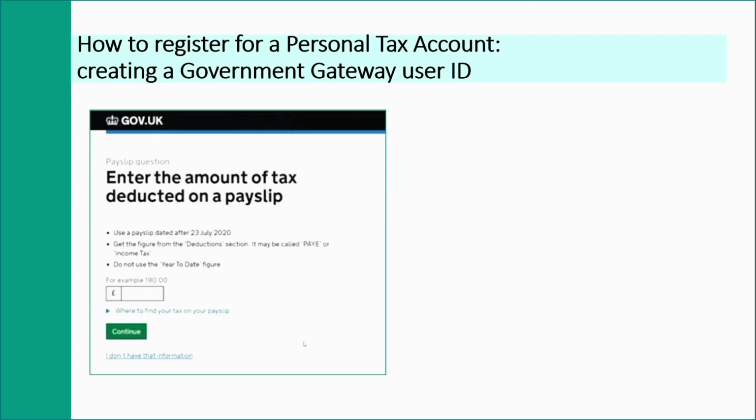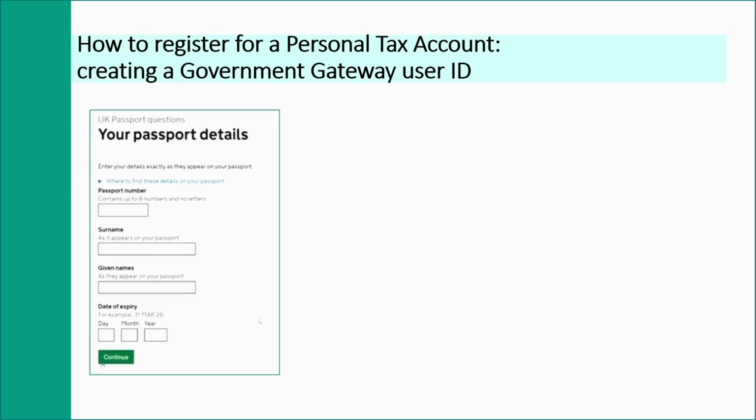We'll then need to enter the amount of tax deducted on a payslip. Again, there is guidance and the option to use a link to open up an image showing you where to find your tax on a payslip. Having entered the amount, we click or tap Continue.